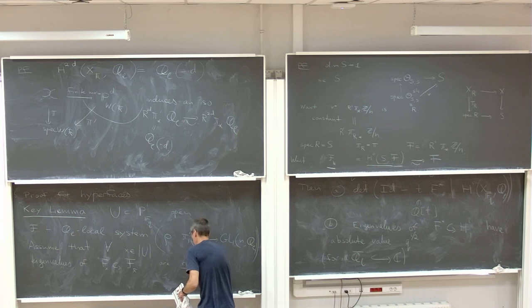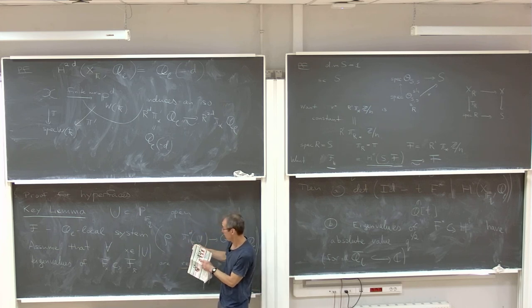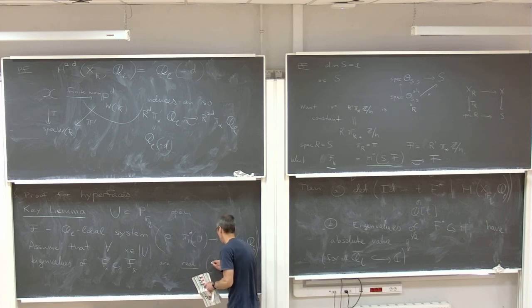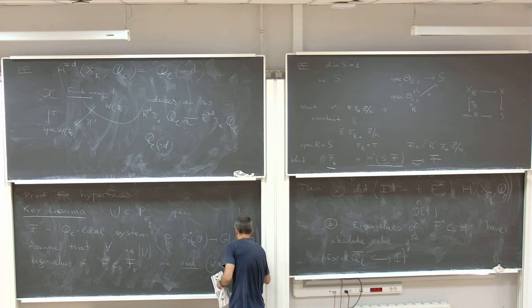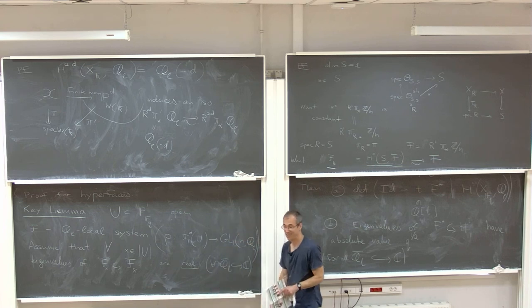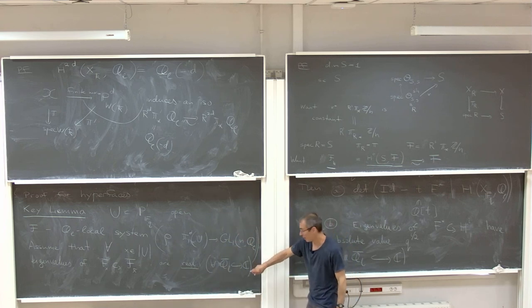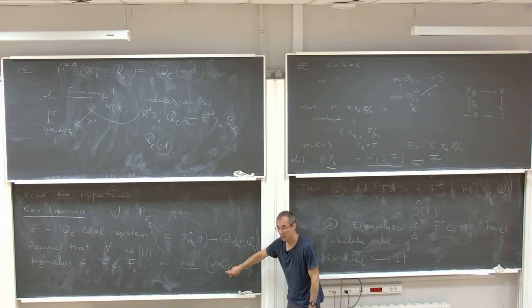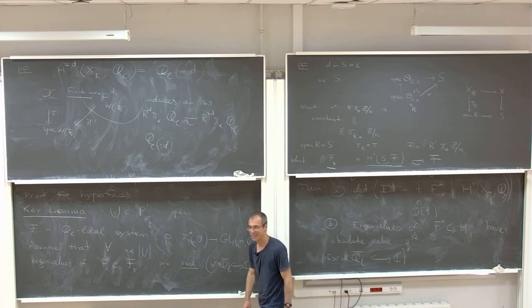Real means that for all embeddings of Q_l into C, they are real. This is implicit here: they are algebraic numbers, because otherwise, if I have a transcendental number, I can always find an embedding that takes it to an arbitrary element of C.